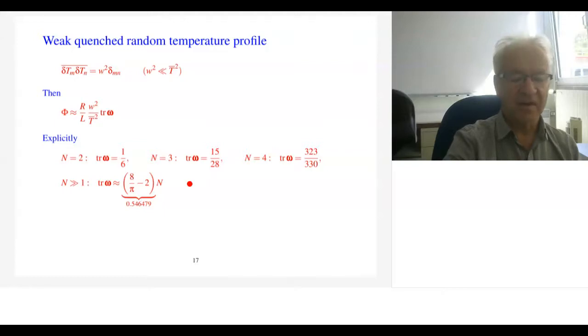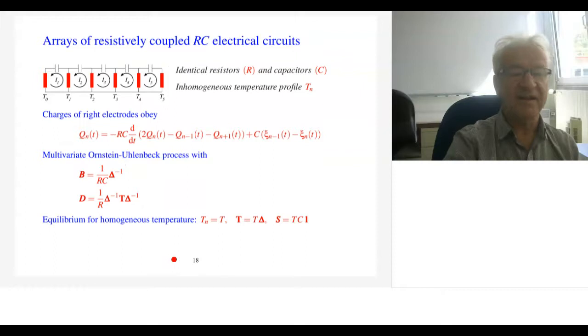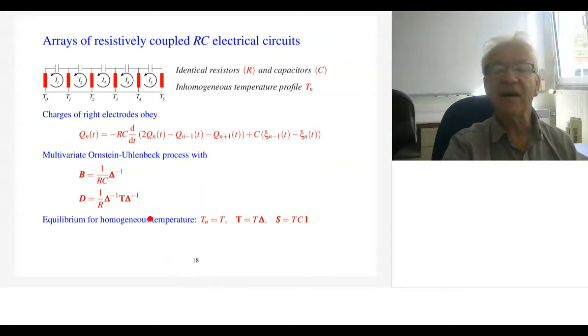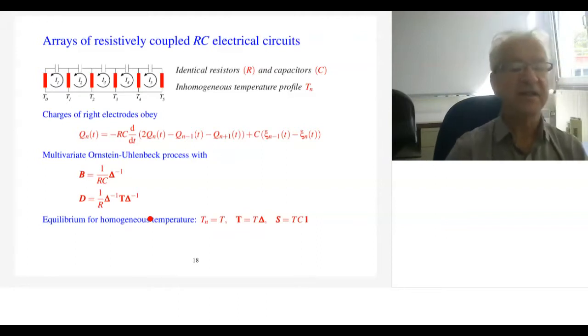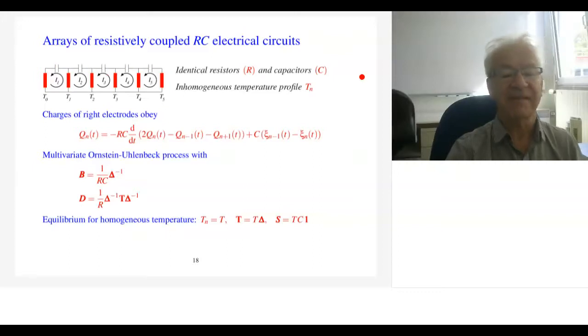So this is all for these RL networks, and in the remaining time, I still have some time to work out a different geometry. Well, the same geometry with a different electrical circuit. Now, we still consider resistive couplings with an inhomogeneous temperature profile, but the horizontal bonds are capacitors now instead of being inductances.